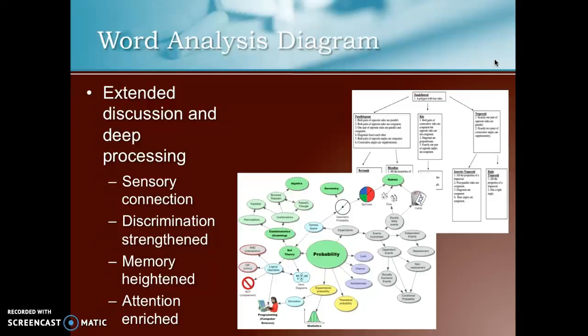So the word analysis diagram basically defines the vocabulary word, and then it adds its origin, root word, affixes, synonyms, antonyms, and basically it's resulting in sensory connection, strengthening of discrimination, heightened memory, as well as enriched attention. Here's a couple word analysis diagrams of probability and quadrilaterals.